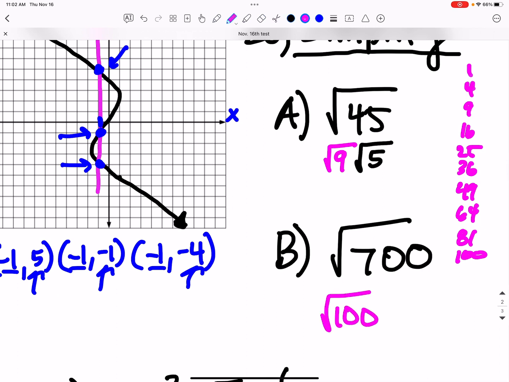It's going to be 100. Square root of 100 times 7. But that's not the answer. That's just how you get to it. The reason we use a pink number first is because it has an answer.